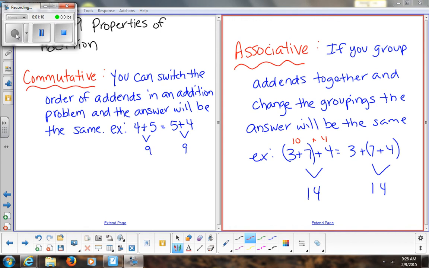All right. So the most important thing to know for our test is how to differentiate between the two properties. Okay. So using your whiteboards, I'm going to write down a problem, and you're just going to write an A for associative or a C for commutative. That's it. That's all I want you to do for right now.